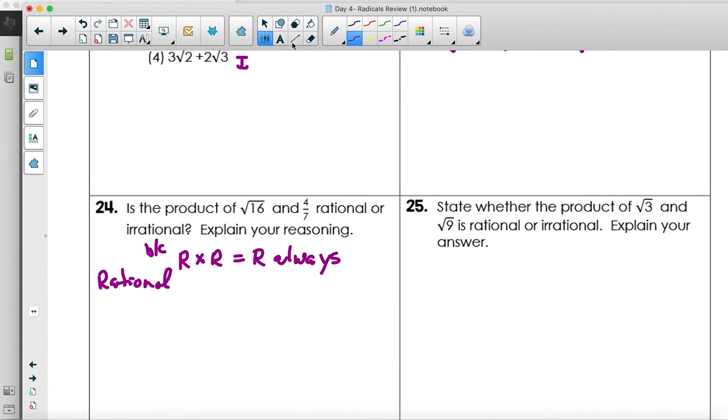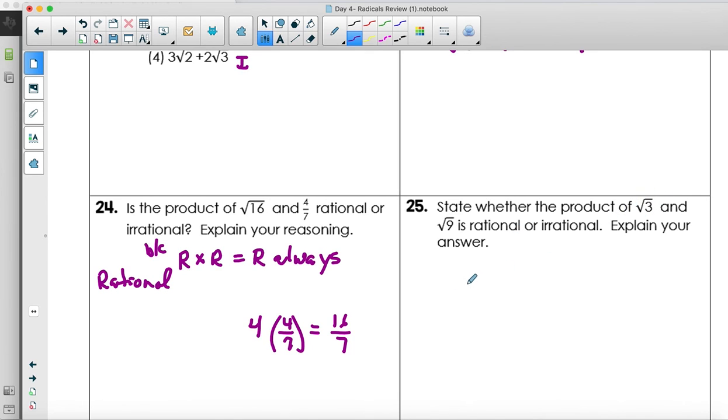You could also use your calculator and do this. I know the square root of 16 is 4. 4 times 4 sevenths is just going to equal 16 sevenths, which is a fraction. So that is a rational number.